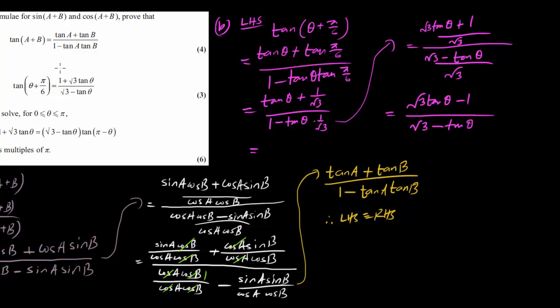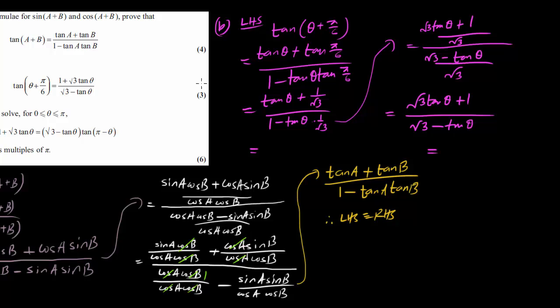Now this doesn't quite match. The upstairs is 1 plus, the downstairs is minus. So let's see what went wrong. So this is plus: tan theta plus 1 by square root of 3, so square root of 3 plus 1. So this would be plus 1. So it matches now. So there was a mistake over here. This should be plus 1.